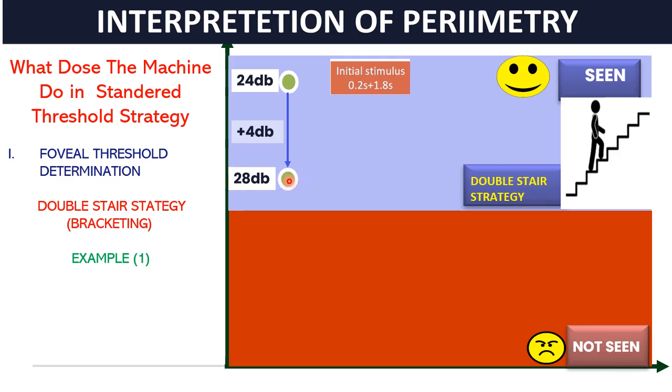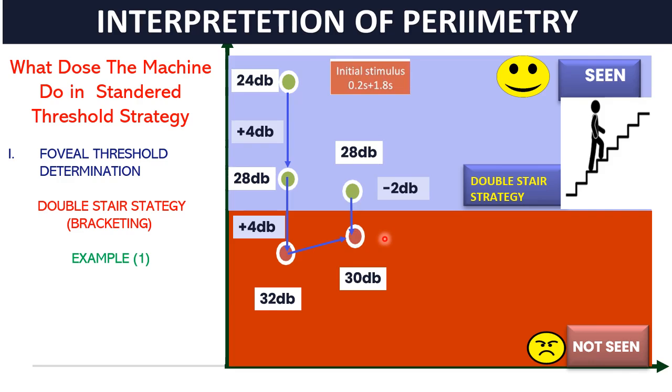And now the patient is still able to see this stimulus. So the machine repeats the same steps again to see the response of the patient. Now the patient is not able to see this stimulus. At this point, there is a reversal of the response, so the machine will increase the intensity a little bit by decreasing the filters in front of the eye by 2 steps, so that is 30 decibel. And since the patient is not able to see this stimulus, it decreases another 2 decibel. So now the patient is seeing this stimulus. So this is the final point. This is the threshold value of that point tested by the standard threshold technique.